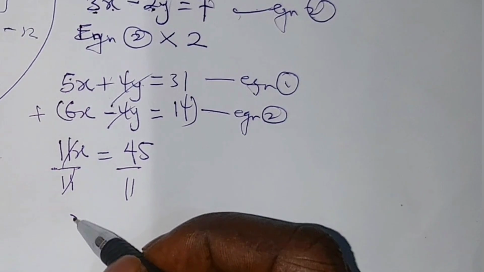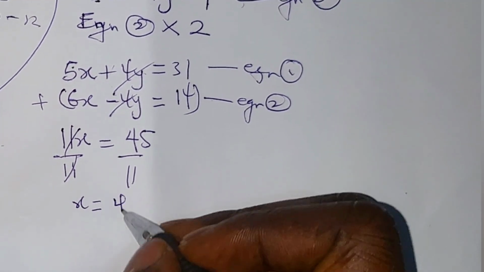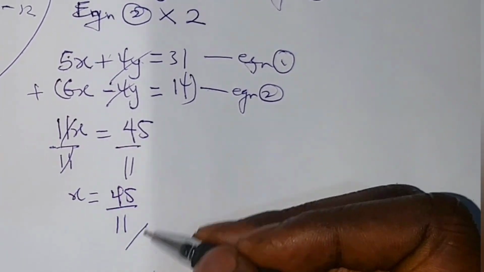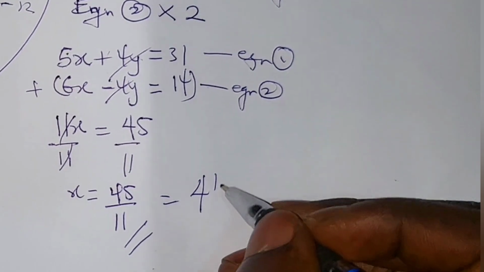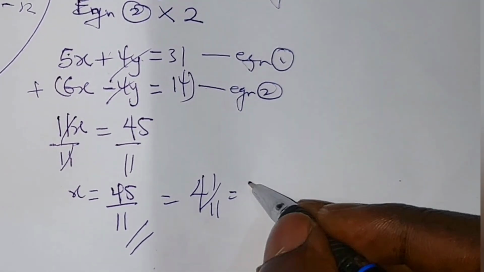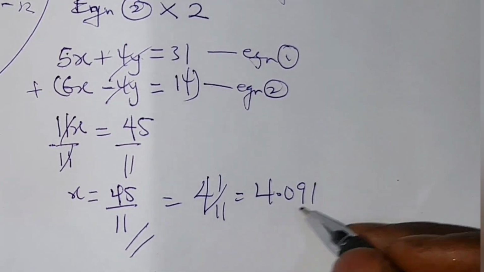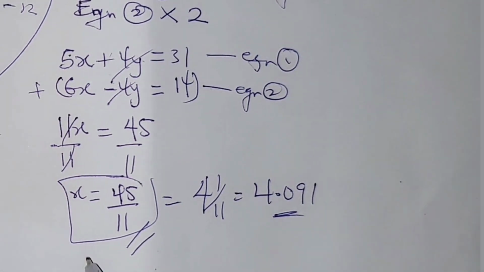So my x becomes 45 over 11. This is a proper fraction. You can leave it like that, or as a mixed fraction, 4 whole number 1 over 11, or in decimal as maybe 4.09 or something like that. I think it's better you do it like this. Now let's move on to the next.